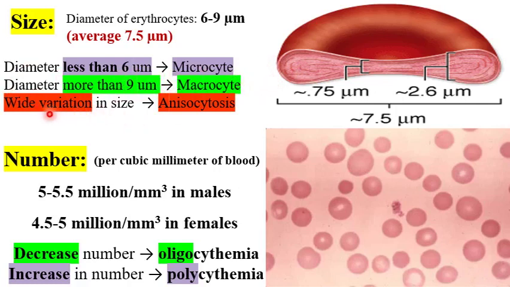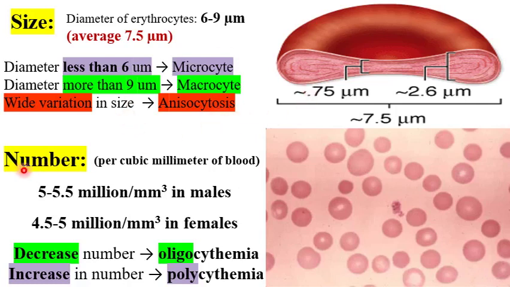In case there is a wide variation in size, which means the blood contains microcytes and macrocytes at the same time, this is called anisocytosis. A cell below 6 micrometers is called a microcyte. A cell more than 9 micrometers is called a macrocyte. And in case of a wide variation in size, it is called anisocytosis.